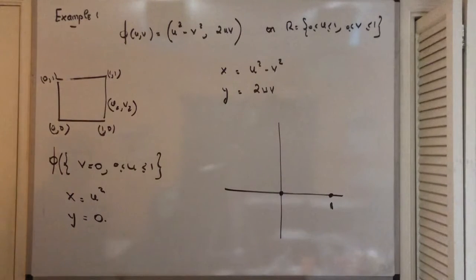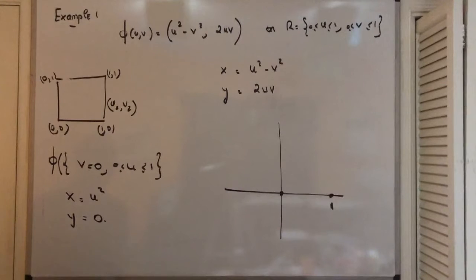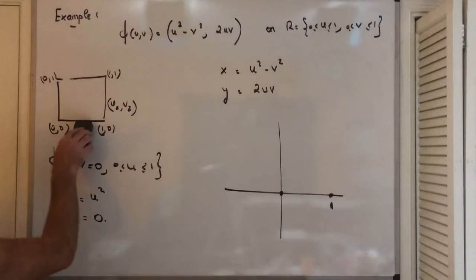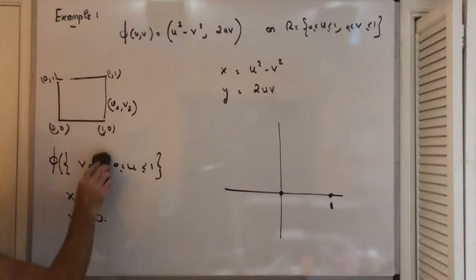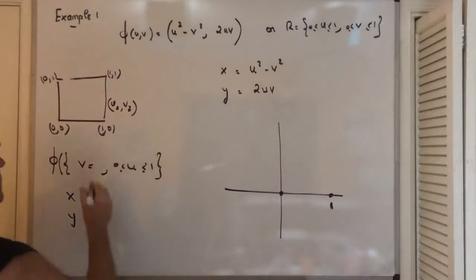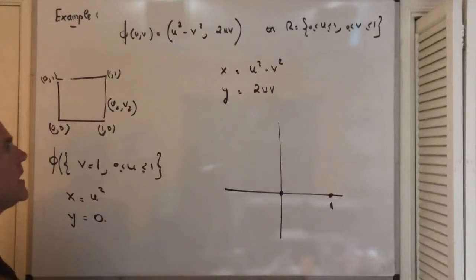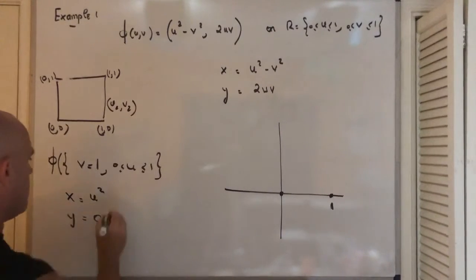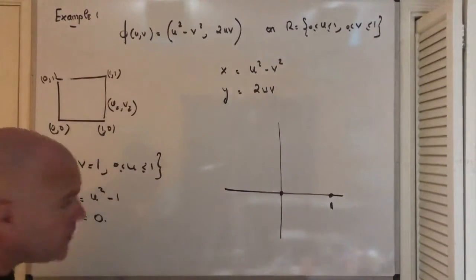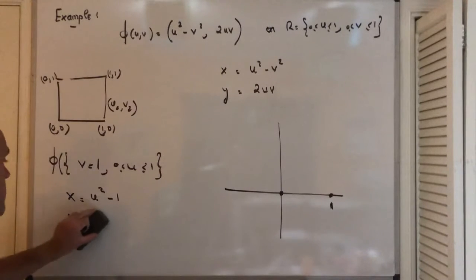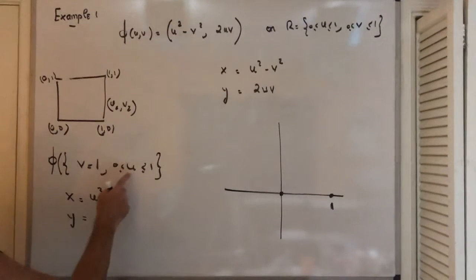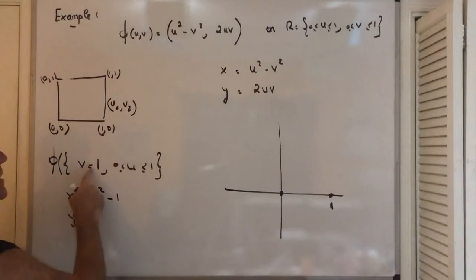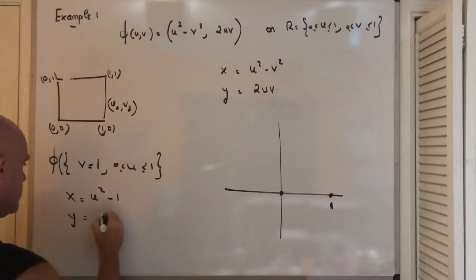What are we going to do next? We want to look at the image when not v equals 0, so not this one, but when v equals 1. Alright, so this time you're going to get x equals u squared minus 1, but now we're not going to get 0 because v is different from 0. You're going to get, what is it? With v equal 1, y equals 2u, simply.